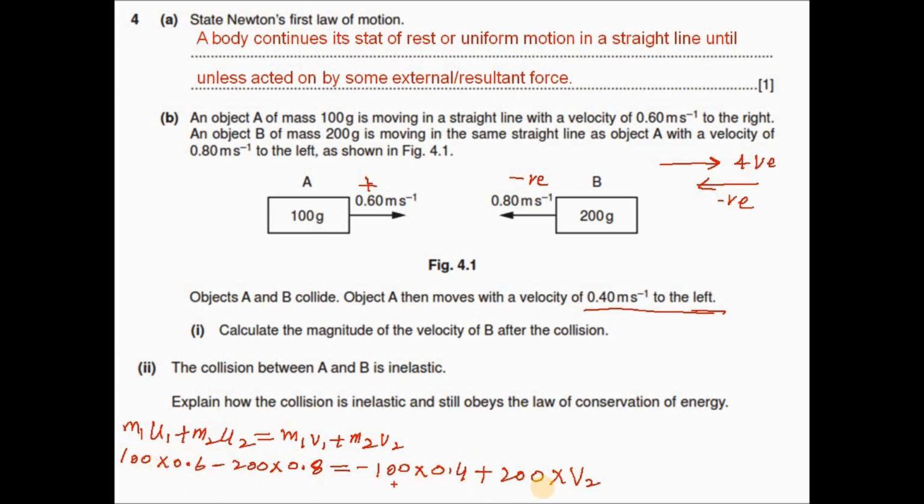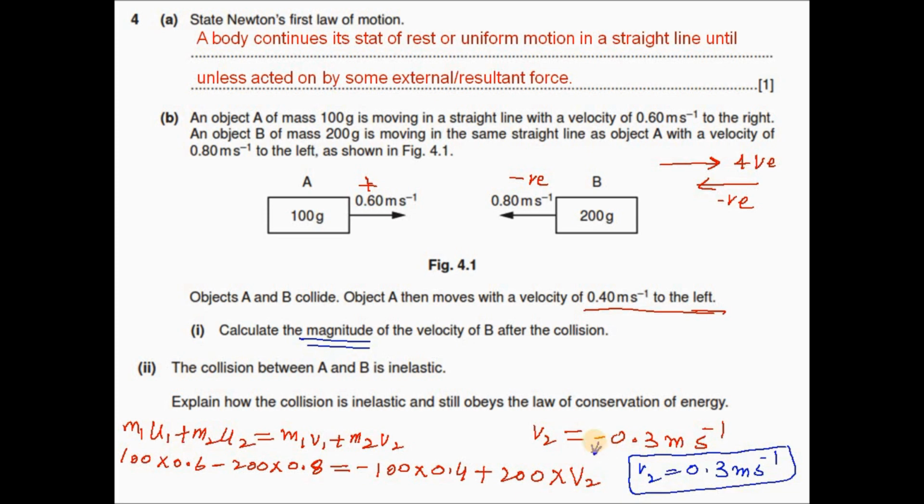Now you can solve this equation for v2, and you will get v2 as minus 0.3 meters per second. So the magnitude of the velocity v2 is 0.3 meters per second. This should be your final answer, because in the question they are asking you to find the magnitude, so we have nothing to do with the negative sign. But they might ask the direction of object B after collision. Looking at the negative sign, after collision object B is also moving in the left direction. But in this question you don't need to talk about the direction, just ignore the negative sign. This is your magnitude of the velocity, 0.3 meters per second.